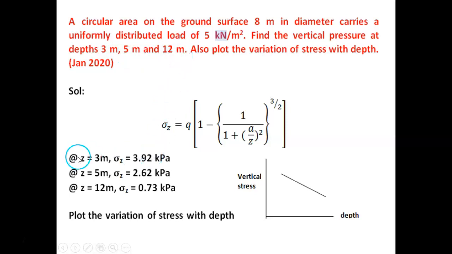When you take z equal to 3 meter in this equation, you will be getting the increase in stress as 3.92 kilonewton per meter square. Similarly, when you take z equal to 5 meter and z equal to 12 meter, you will be getting the stresses as 2.62 and 0.73 kilonewton per meter square respectively. Now, if we plot these values on a graph sheet by taking the depth on x-axis and vertical stress on y-axis, you will be getting a plot like this.